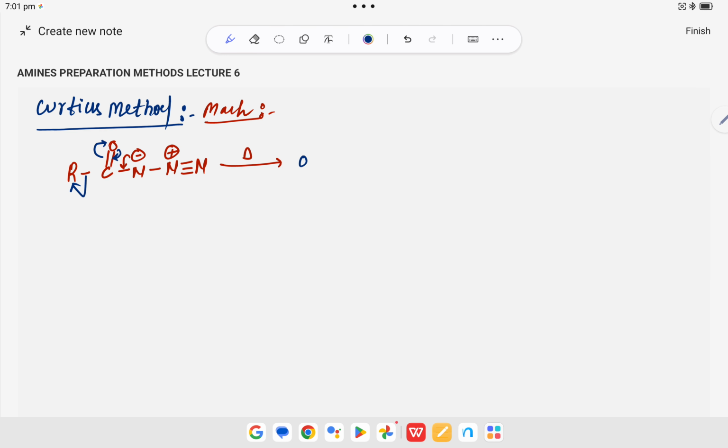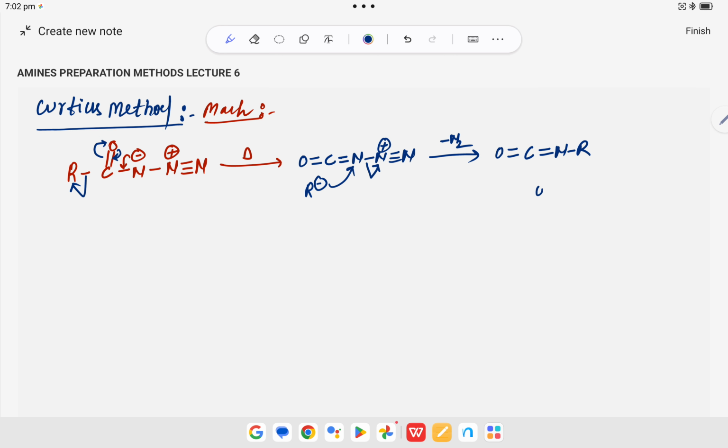So what you are getting? Oxygen double bond carbon, now double bond nitrogen, single bond nitrogen positive sign, triple bond nitrogen. From here, that R minus, which is free, it will approach the nitrogen. Then these electrons shifted on the nitrogen, and from here, nitrogen becomes free. Okay, so what you are getting? Oxygen double bond carbon, double bond nitrogen, and R is attached.